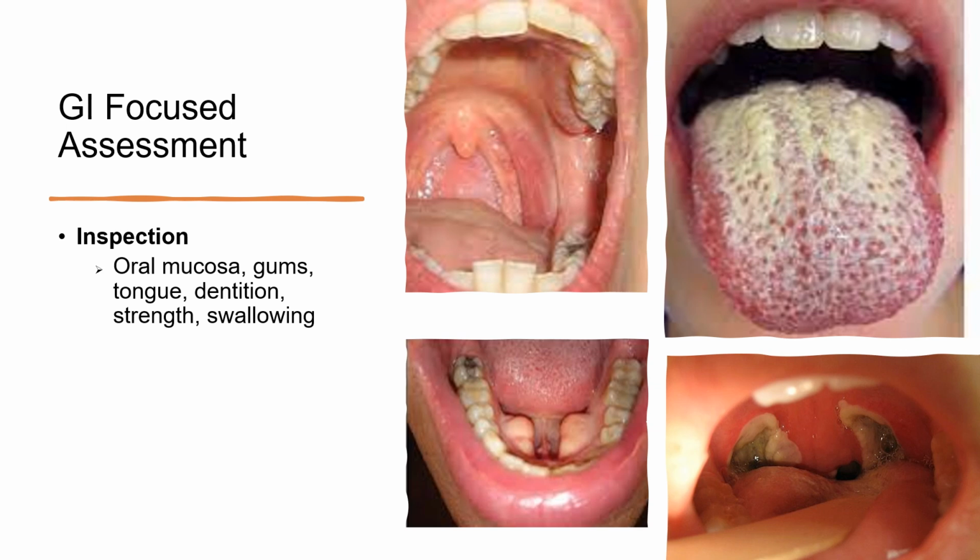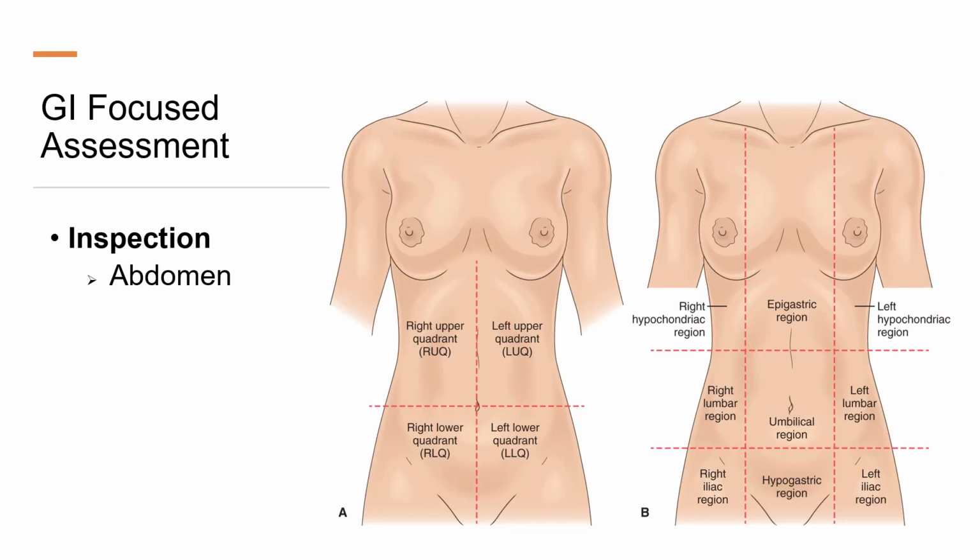And if the patient is complaining of something specific, then you definitely want to look at that area even further. We also inspect the abdomen as part of our GI assessment. Again, this is just our eyes looking at the abdomen.